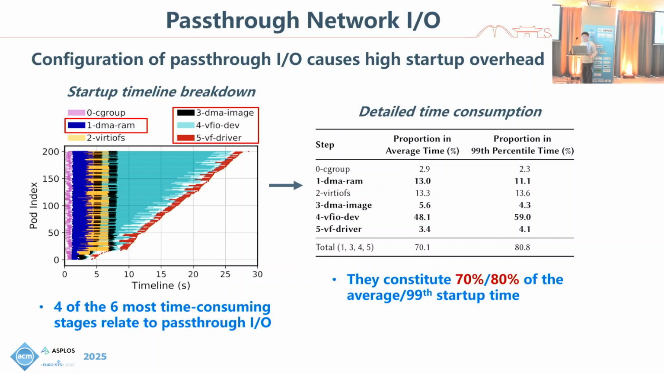According to our measurement, we find that it is the configuration of Passthrough I/O that causes the high startup overhead. We break down the startup of 200 containers, and as shown in this figure, the x-axis is a timeline, and the y-axis is the IDs of the concurrently started containers. We can see that of the 6 most time-consuming stages, 4 of them are related to the configuration of Passthrough I/O. The detailed statistics show that over 70% of the time cost comes from the configuration.